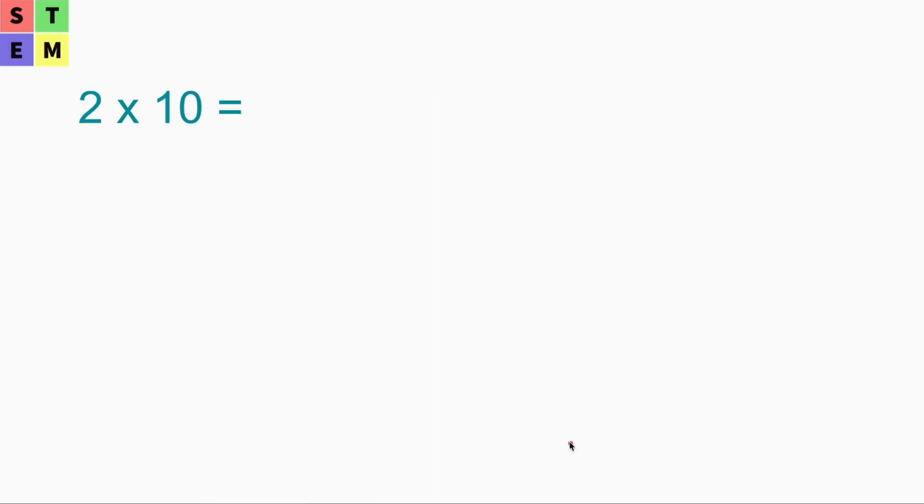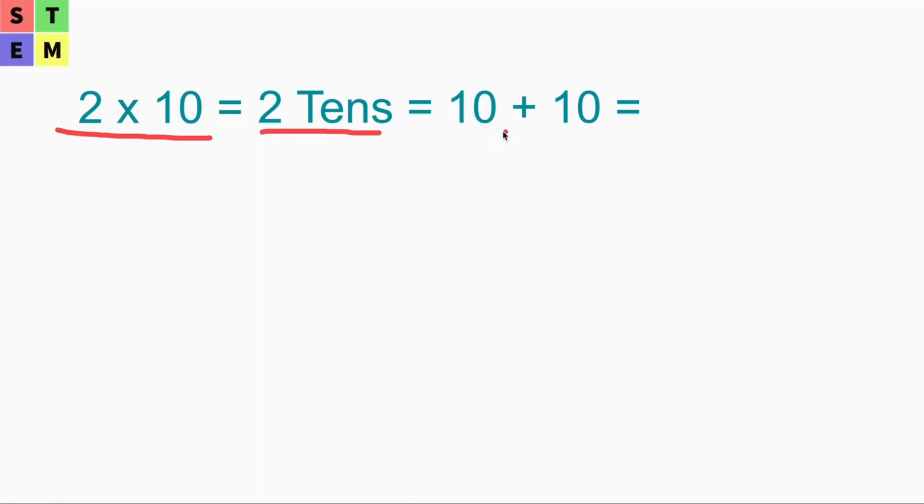Now, let's take a look at what we have here. We have 2 times 10. 2 times 10 equals 2 tenths, right? So how many tenths? We got 2 tenths. So 2 tenths is actually equal to what? 10 plus 10, because we only have 2 tenths. So 1, 2, and that will be 10 plus 10, which gives us 20. So 10 plus 10 is 20.